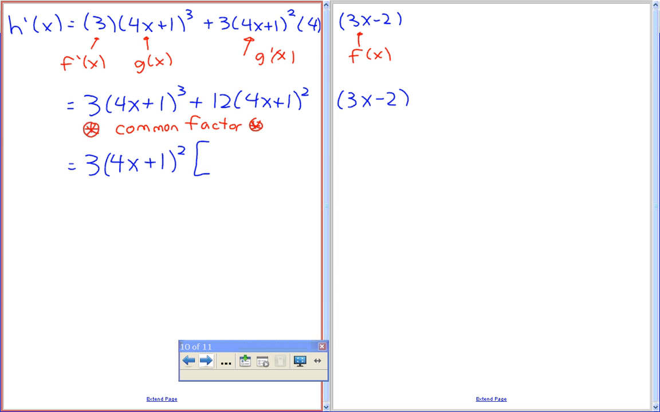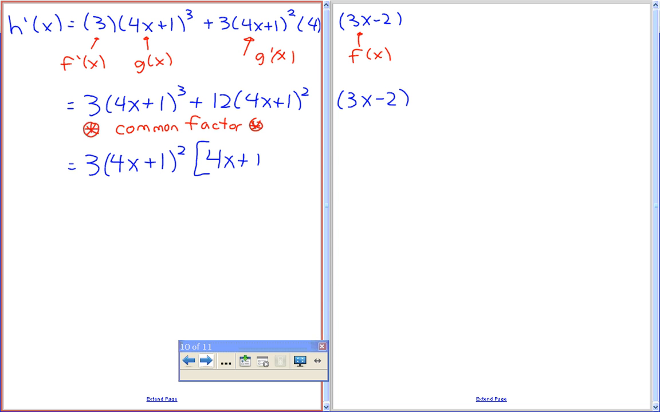Okay, now here comes the fun part. I want someone in the back half of the class to raise their hand. Once I factor out a 3 and a 4x plus 1 squared, what is left? 4x plus 1, from the first term. Very good, excellent. From the second term, what's left?